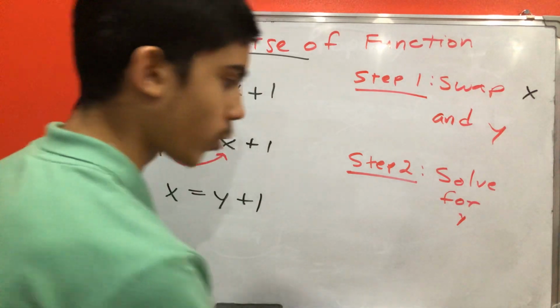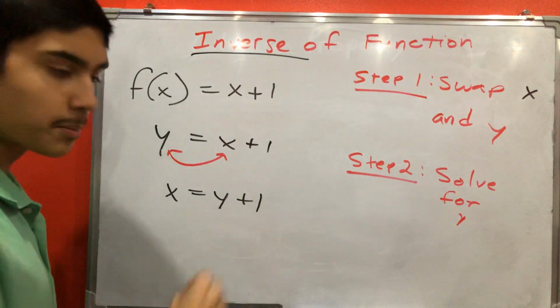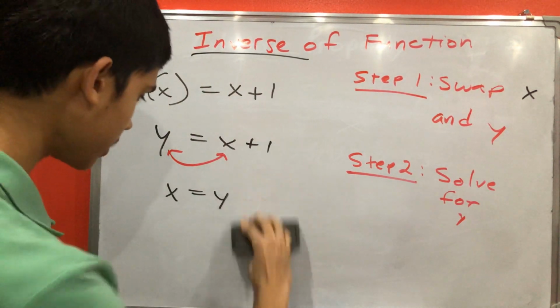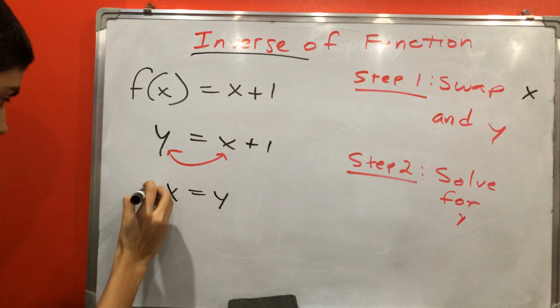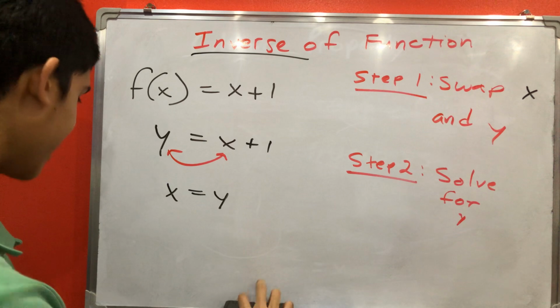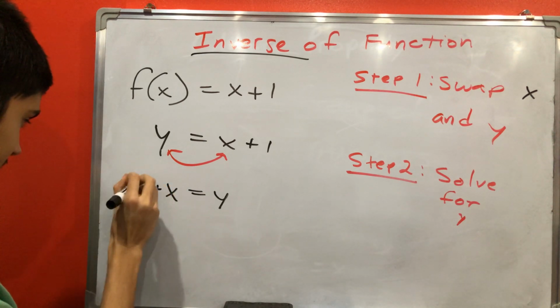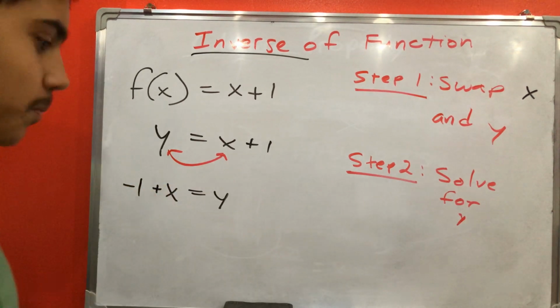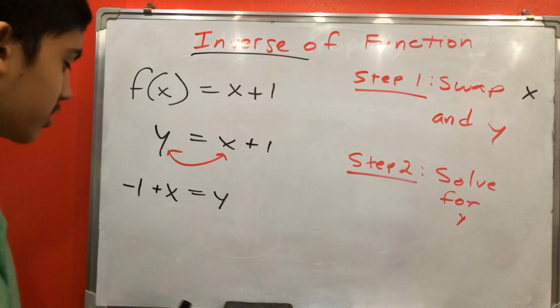Now we have to solve for y. In other words, we're just going to get y by itself. When we do that, it's just y equals x minus 1. So that's it. We're done. That's how you take the inverse of a function.